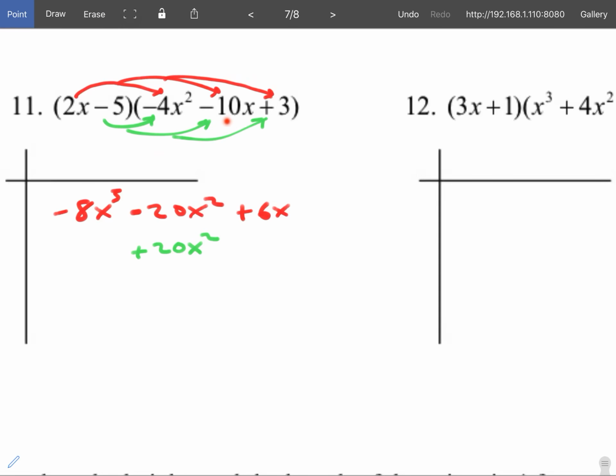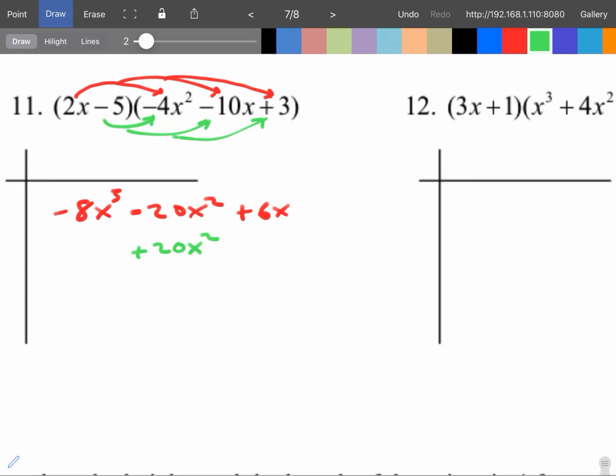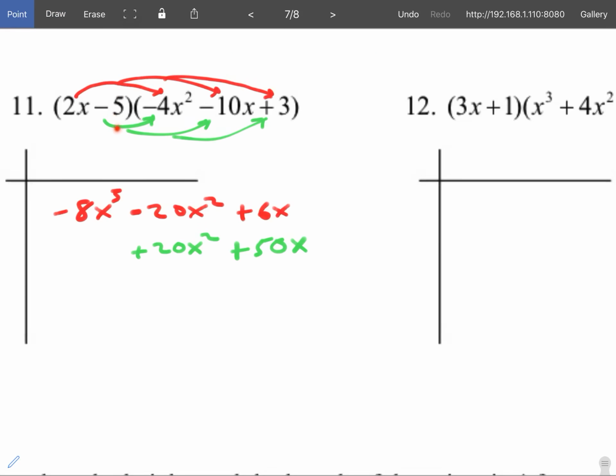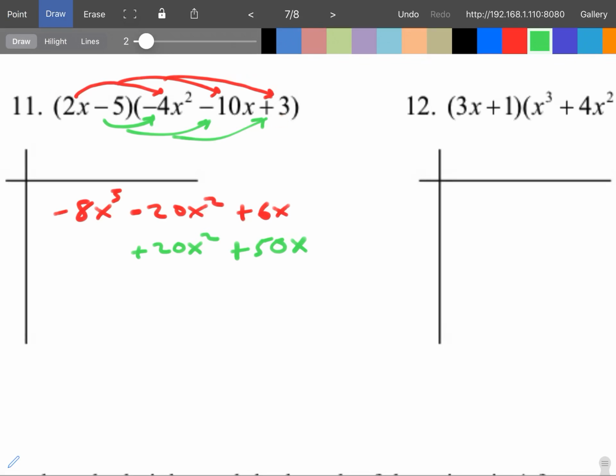All right, so then we got to do the negative 5 times the negative 10x. So negative 5 times negative 10, that's going to be a positive 50. So we get positive 50x. And then to finish it up, then we got to do the negative 5 times the positive 3. That's going to be a negative 15.